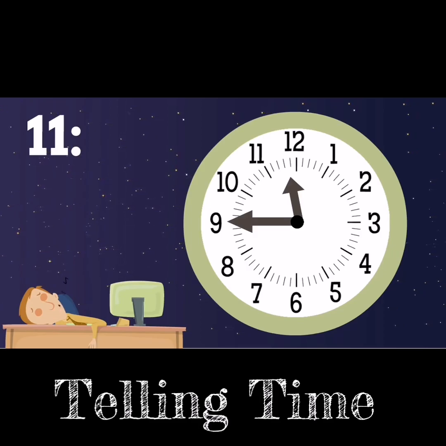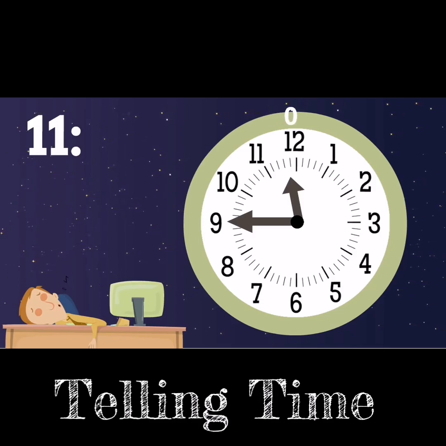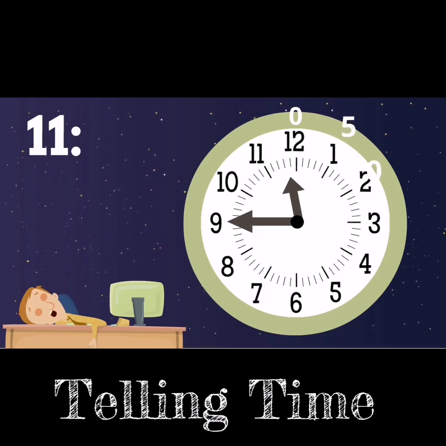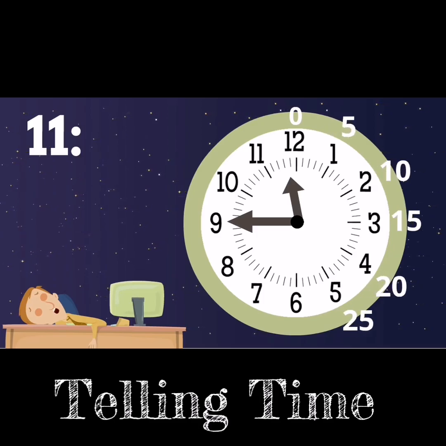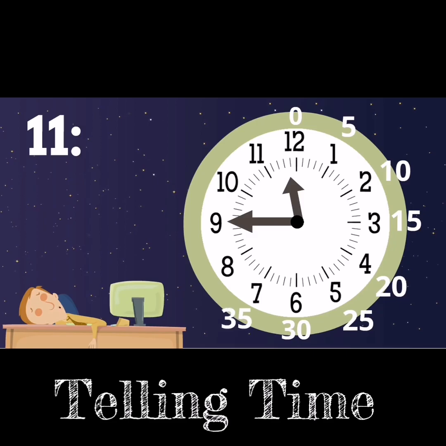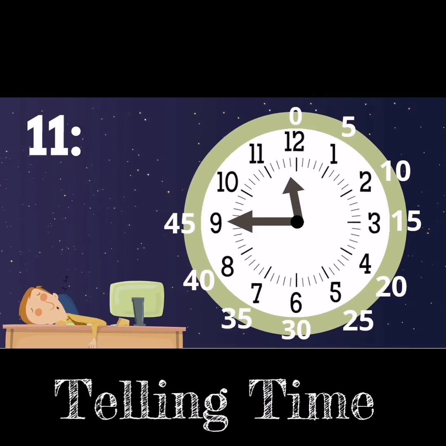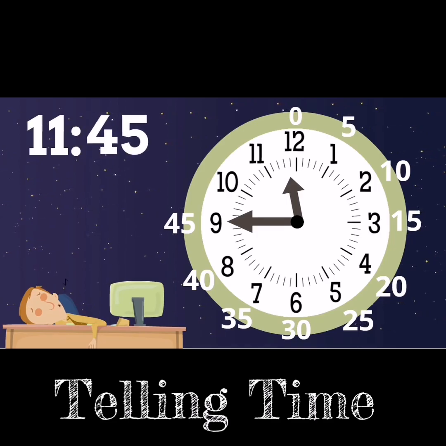We are going to use Mr. Whisker's trick and count by 5s. We start with 12, which is 0. Then we count 5, 10, 15, 20, 25, 30, 35, 40, 45. So how many minutes is this showing? 45, you got it. So what time is this clock showing? 11:45. Yes, great job.